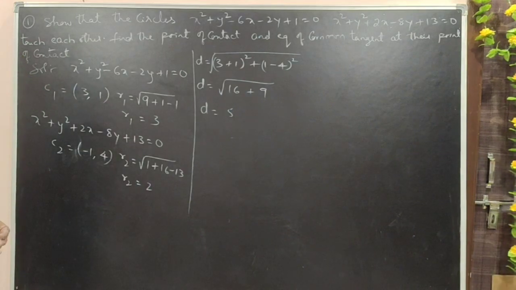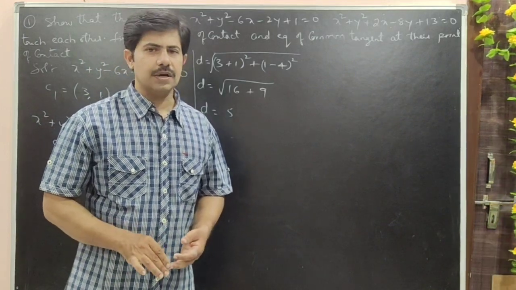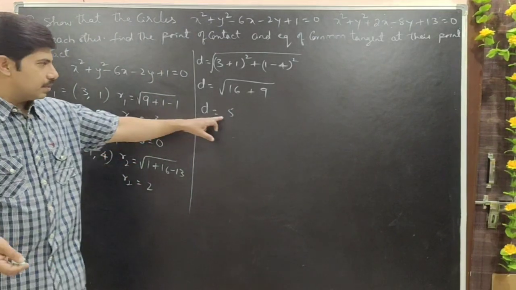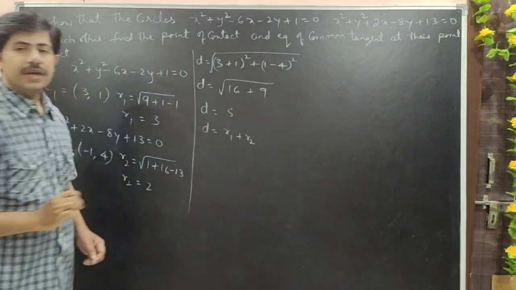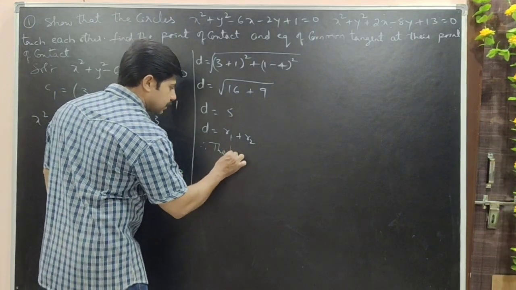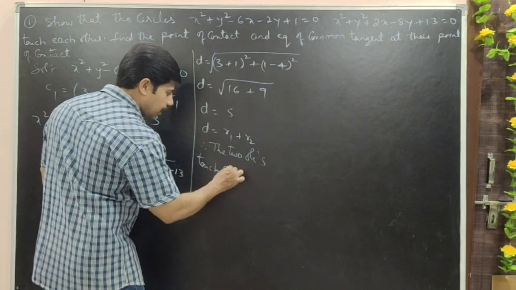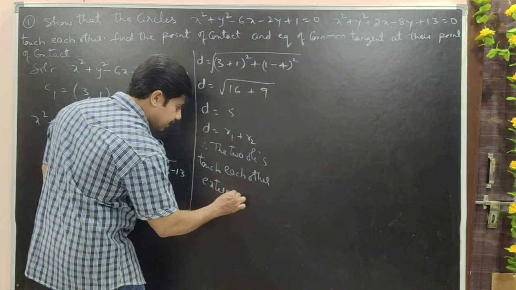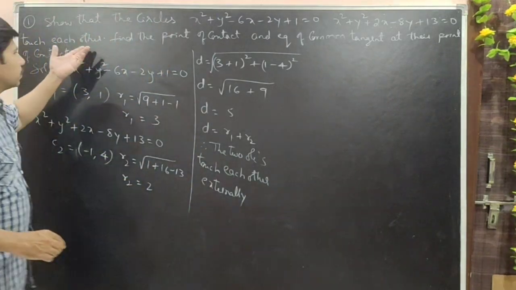After getting d, r1 and r2, we have two cases to check: either d is equal to r1 + r2 or d is equal to r1 − r2. By trial and error, just add r1 and r2. What is 3 + 2? 5. D is also 5. So clearly d is equal to r1 + r2. What is the position of the two circles? Therefore the two circles touch each other externally. So we proved that the two circles touch each other.